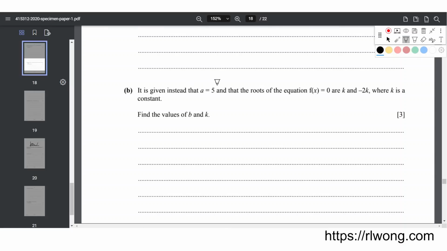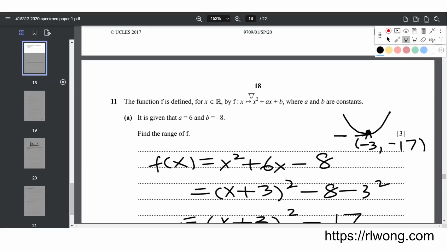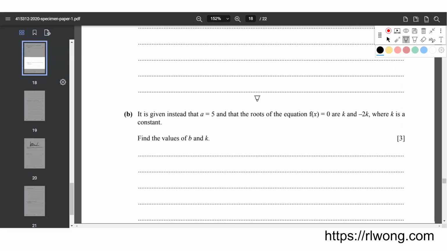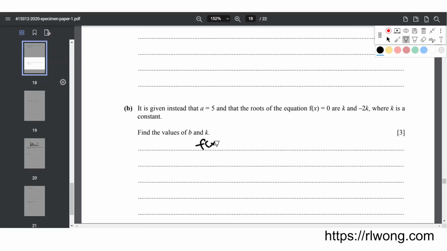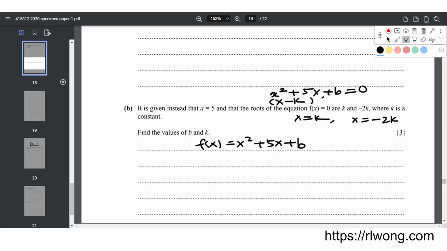So it is given that a is equal to 5. So now your f(x), which is equal to x squared plus ax plus b, your a is equal to 5. So we have f(x) equals x squared plus 5x plus b. And the roots of the equation when f(x) is equal to 0 are k and -2k, where k is a constant. You're asked to find the values of b and k. So since the roots, when x squared plus 5x plus b, or your f(x), is equal to 0, we know that you have x equals k and x equals -2k as the solutions. So one step before, you have something like this.